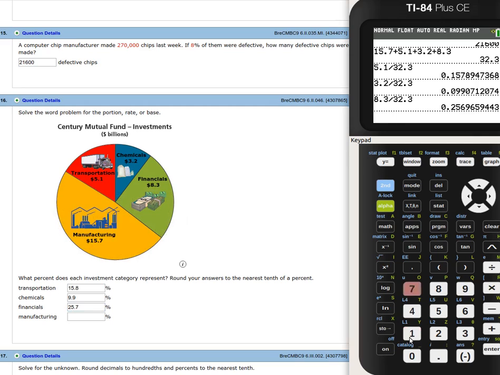And then last but not least, the manufacturing, it's 15.7 is its portion, 15.7 divided by the base, 32.3. It's 0.4860. Going on the decimal place here, it needs to go 2 places to the right to convert this to a percent. So it should go between the 8 and the 6, and then after the 6 comes a 0, so we can just round down and keep it as a 6. So it will go 48.6%. For number 16, those should be all of the percents.